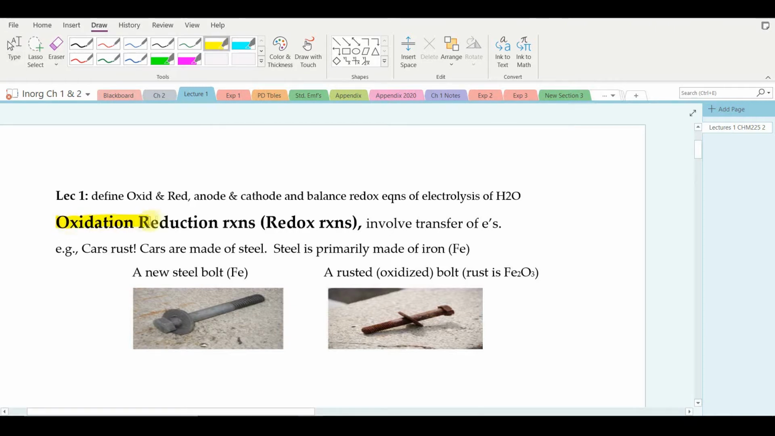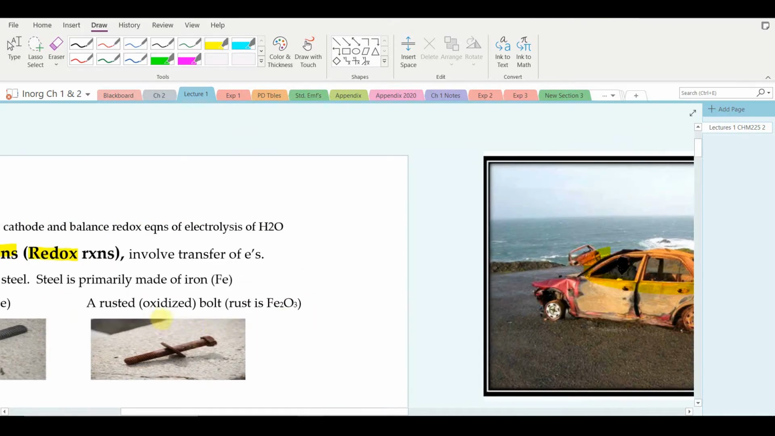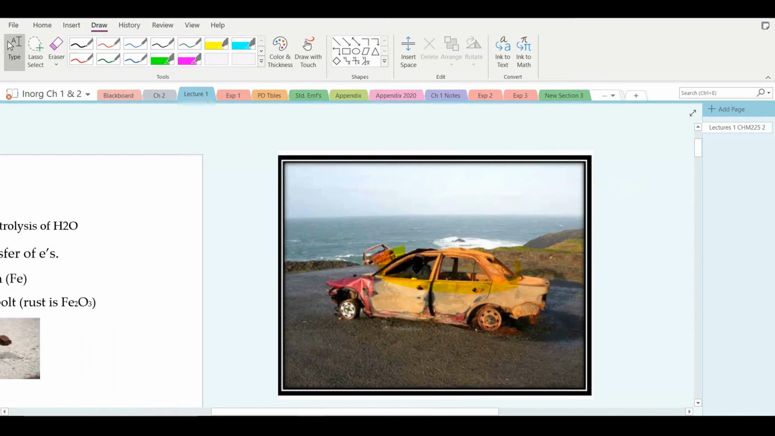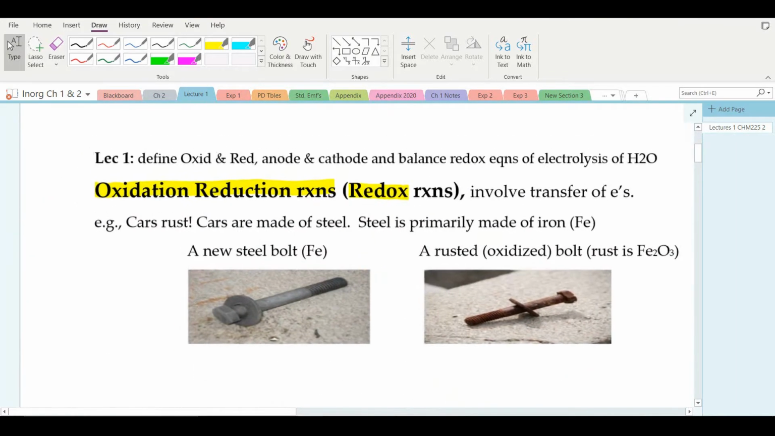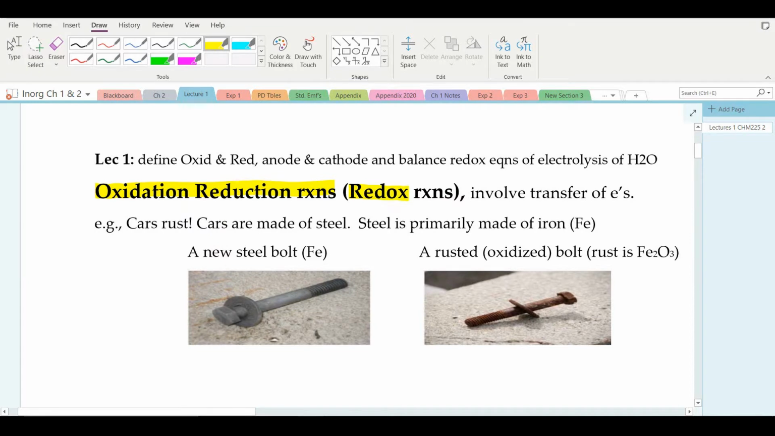So oxidation reduction reactions, often called redox reactions for short, involve the transfer of electrons. Notice the picture over here. We can say that cars rust. They do. Why do they rust? Well, they're made of steel. Here's a photograph of a steel bolt that's clean. The surface is cleaned and it displays the characteristic dull gray color of steel, which is mostly iron.